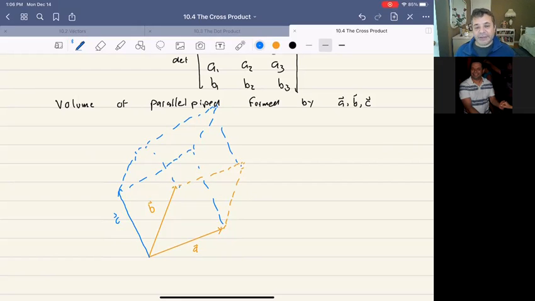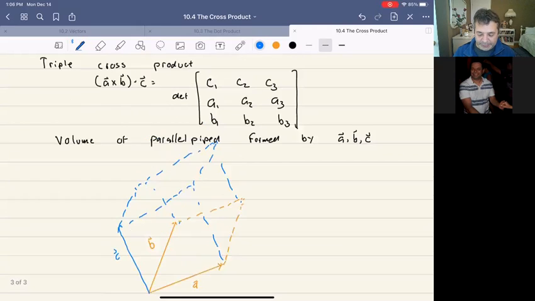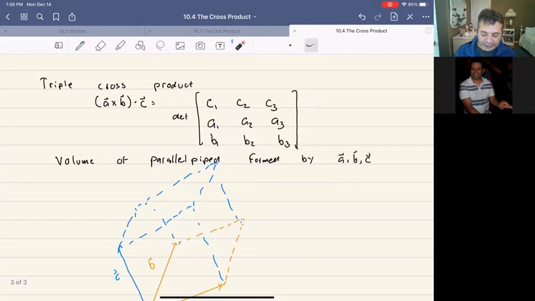So basically, the volume of that parallelepiped is given by this triple cross product. You take the cross product of any two, and then you dot the other. And actually, that's going to work as long as you take the absolute value, because you might get a negative value if you do this. All you have to do is take the cross product of any two of them, and then take the dot product with the other one.